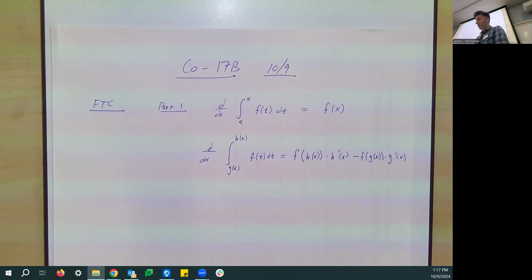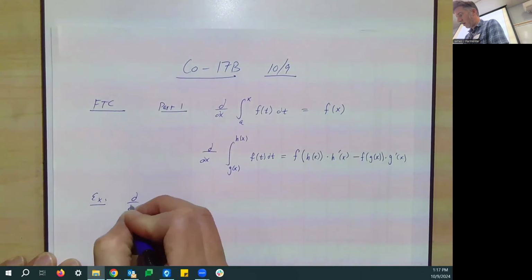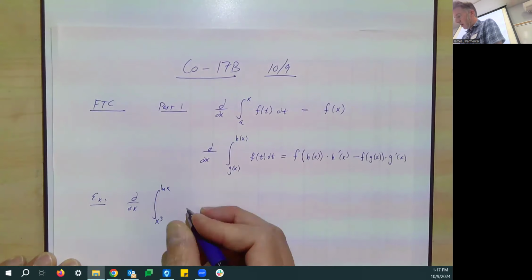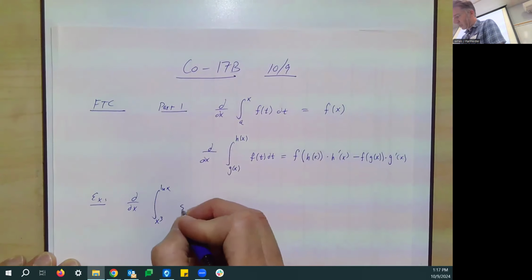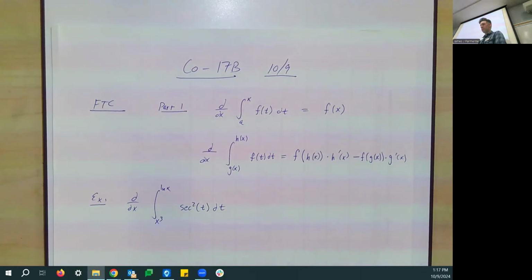So these are the simple version and the very, very general version of the first part of the fundamental theorem of calculus. For example, we could be asked to find the derivative of the integral from x cubed to natural log of x of secant squared of t dt. And the whole point here is to not do more work than you need to do. The whole point really is understanding that the derivative of the antiderivative is the original function. But after that, the point is not to do too much work. And the way we don't do too much work is by applying the theorem.